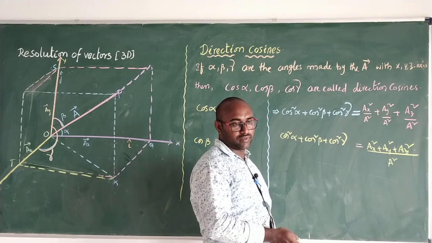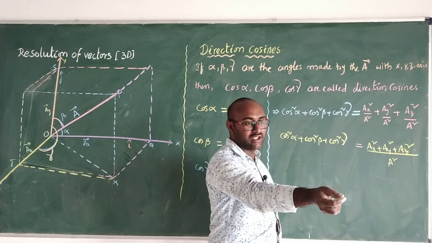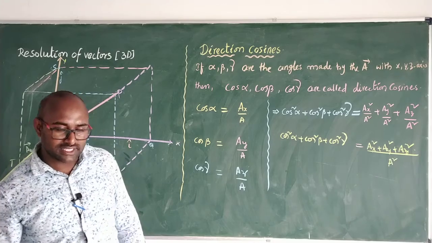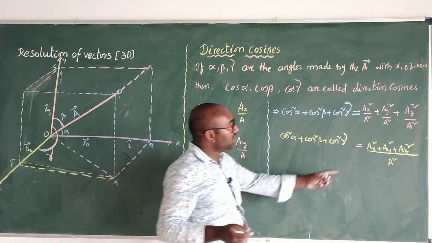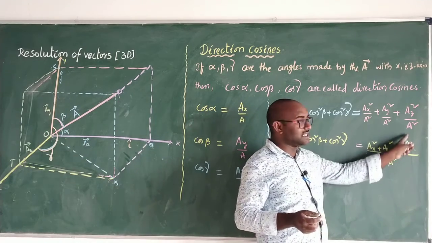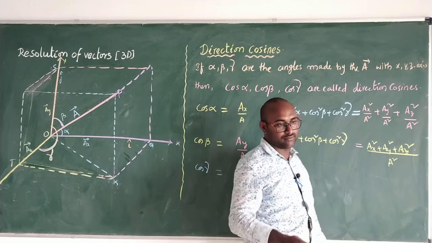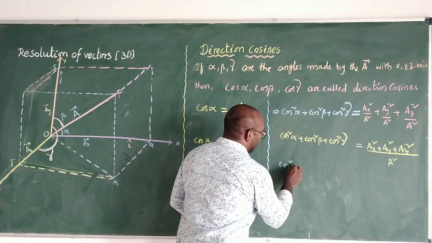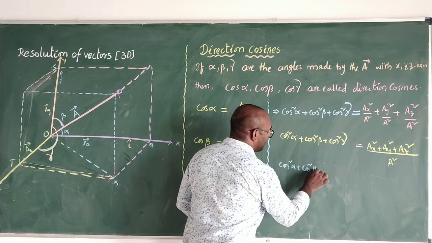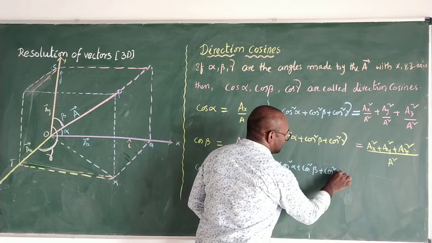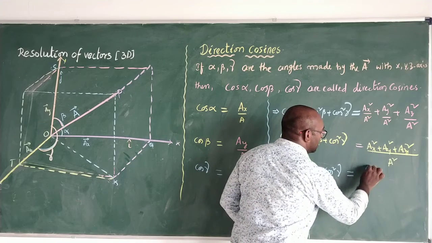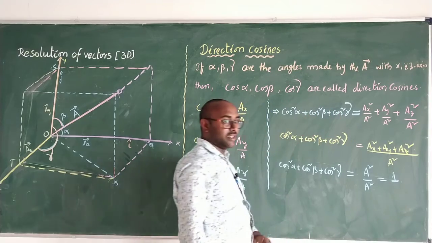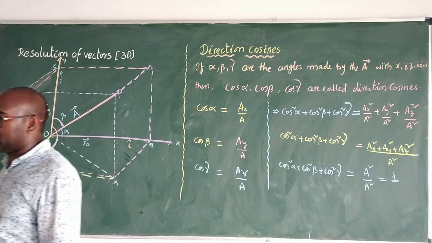A square. See the previous thing I mentioned. After that, the magnitude of a vector is equal to under root ax square plus ay square plus az square. Now, if I want only ax square plus ay square plus az square, what will it become? A square. That means cos square alpha plus cos square beta plus cos square gamma is equal to a square by a square, which is equal to 1. That means cos square alpha plus cos square beta plus cos square gamma is equal to 1.